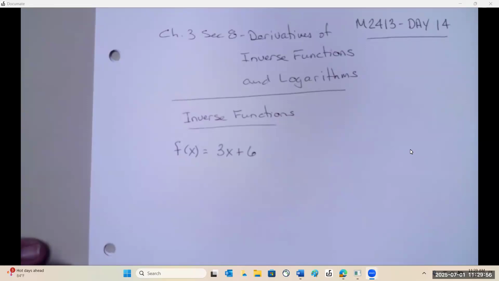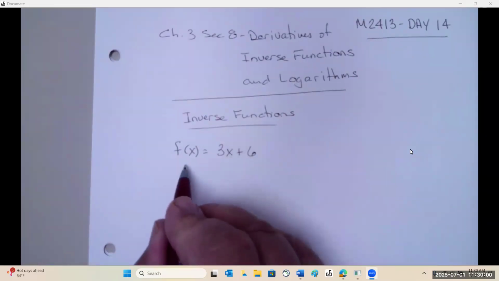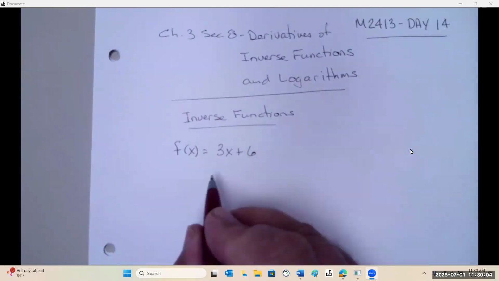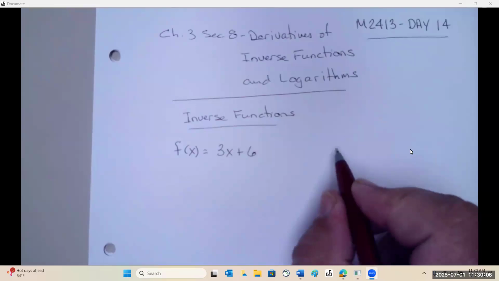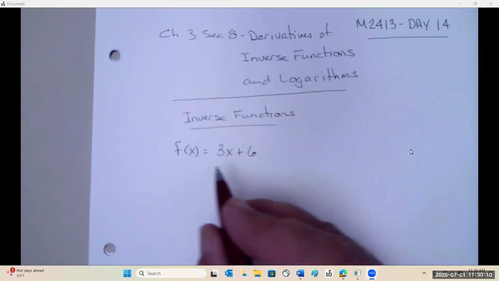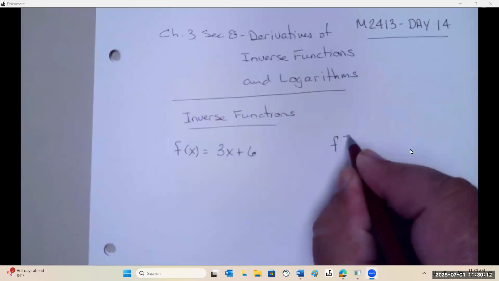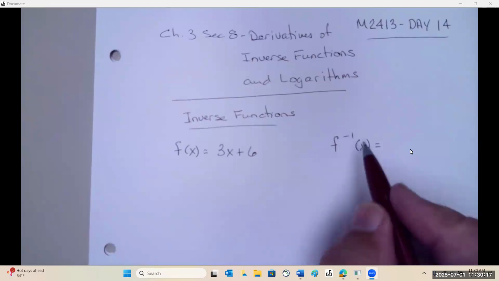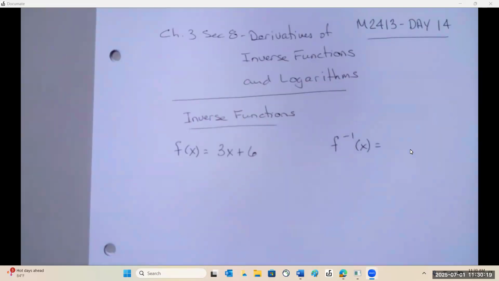How do you distinguish them from a regular function? If this is my regular function, how would I find the inverse function? First off, what's the symbol I use to differentiate? The -1 doesn't mean it's the 1 over function. It simply means it's the inverse of this function.